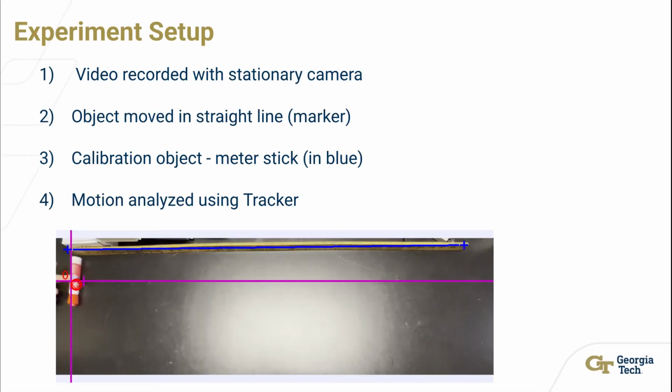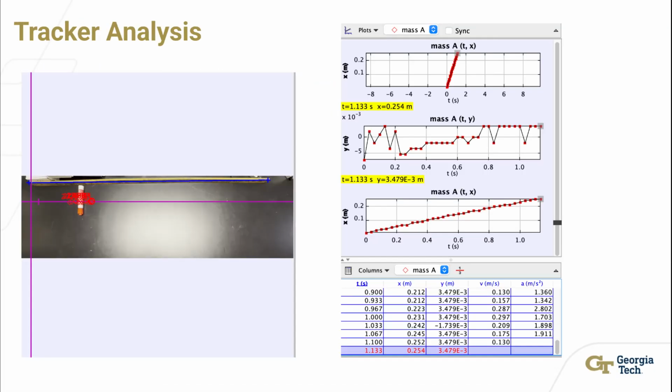The experimental setup involves us keeping a marker on a table and recording it with a phone, which is stationary. It moves in a straight line. The calibration object for our experiment is a meter scale, which is highlighted in blue, and then the motion is analyzed using Tracker. Upon Tracker analysis of this marker as a point mass, we see three graphs on our right, along with a chart showing the time, the position, the velocity, and acceleration of the object from time 0 to 1.133 seconds along with the graphs. We'll dive more into it as we move on.